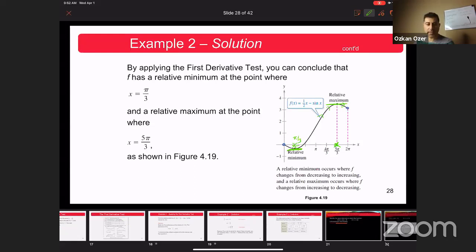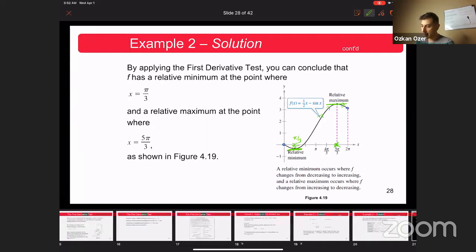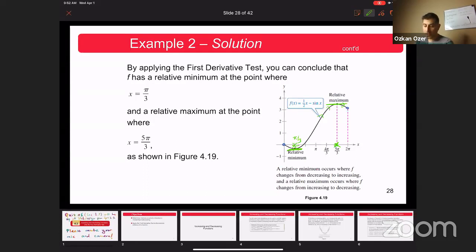Go ahead and hit yes or no, because we have concluded the objectives of this lecture.